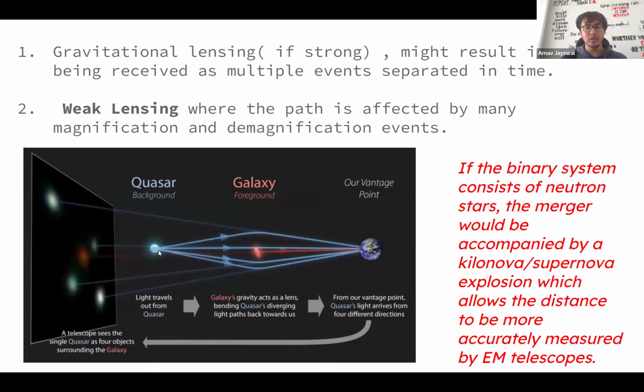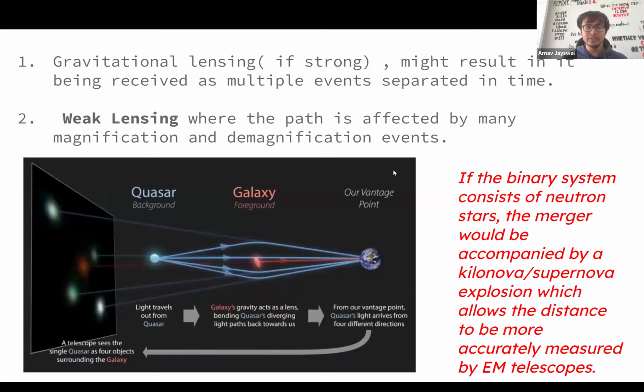As you can see, the light travels out from the quasar. The galaxy's gravity acts like a lens as it diverges, and then it reaches earth. And because of all the varying light rays, you perceive it as if you have gotten basically four different waves. So because of gravitational lensing, you can see four objects which are surrounding the galaxy, which is explained by gravitational lensing. So basically, this method is not a very strong method just because of gravitational lensing.